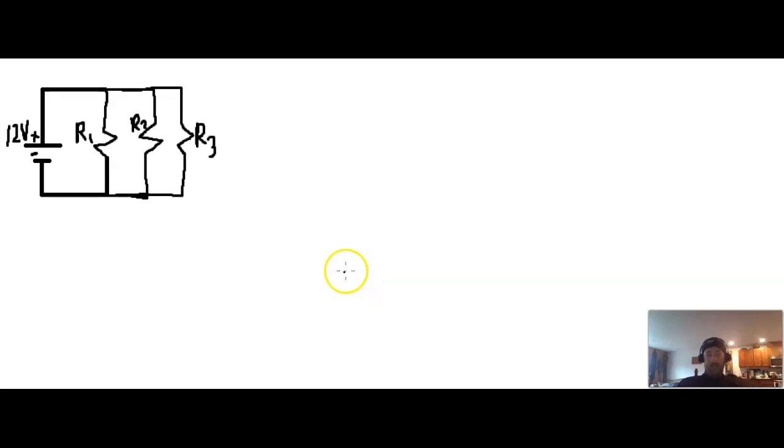Hi guys, here is a short video on how to calculate or solve basic parallel circuits. Here's my circuit. I apologize, it's not the prettiest looking circuit, but let's talk about it.